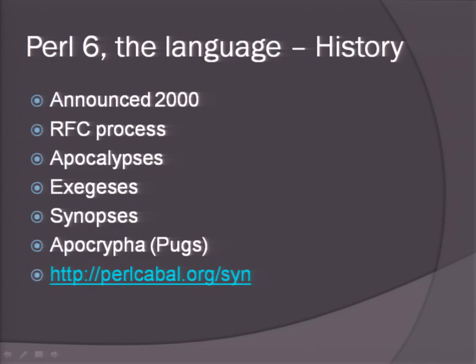While I'm describing these, you can go to this URL if you have access to the internet, and look at the various documents there. The synopses are what are now called the specification of the language, the human readable specification. When one of the implementations, Pugs, was being developed heavily, there were some other documents classified as Apocrypha. So go to this URL if you want more details on those documents.